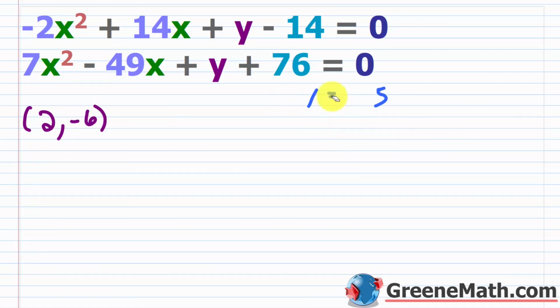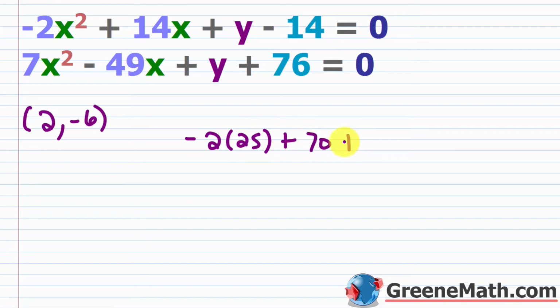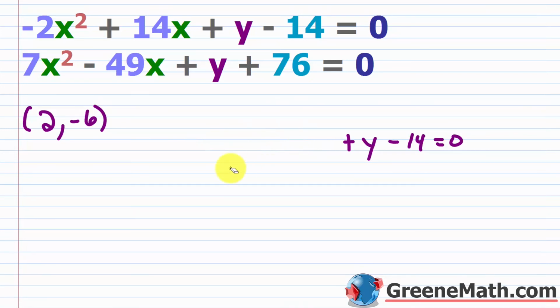So let's erase this and work with 5 now. If I do negative 2 times 5 squared, which is 25, plus 14 times 5, which is 70, plus y minus 14 equals 0. Well, I know this is negative 50, right? Negative 2 times 25 is negative 50. Negative 50 plus 70 is 20. And then 20 minus 14 is again 6. So we know that we're going to end up with y is equal to negative 6 again.